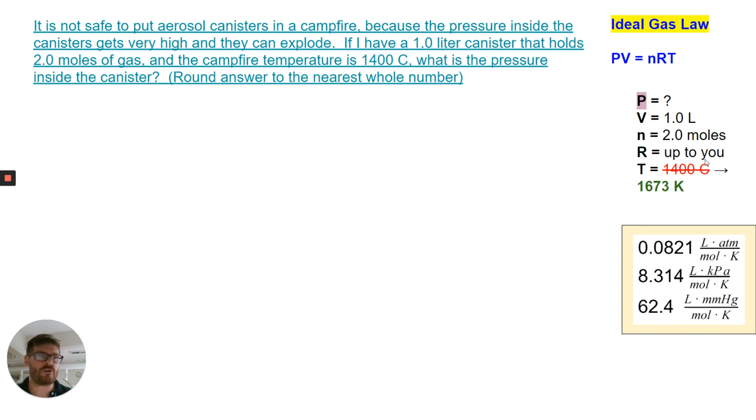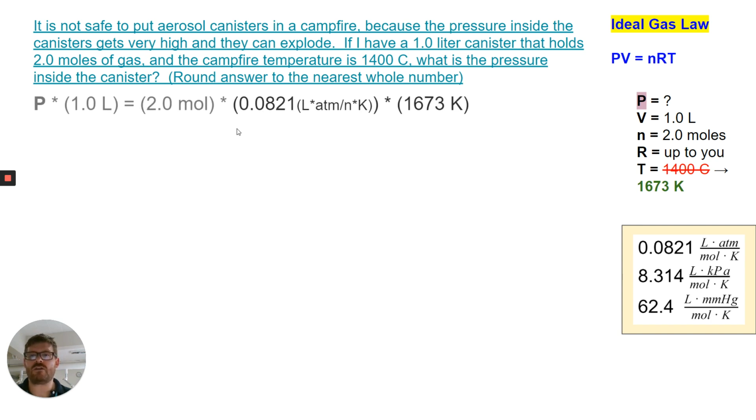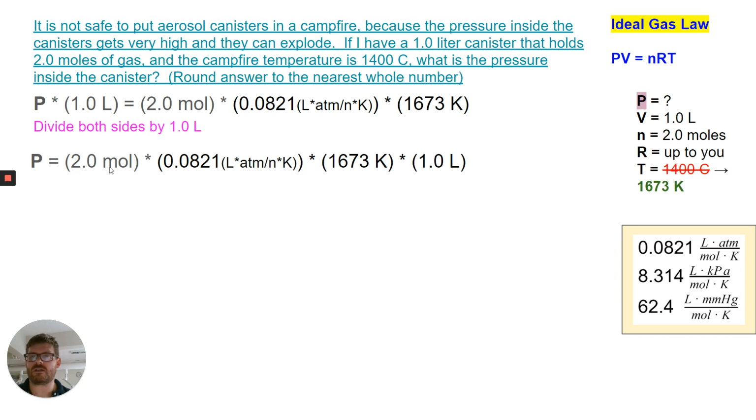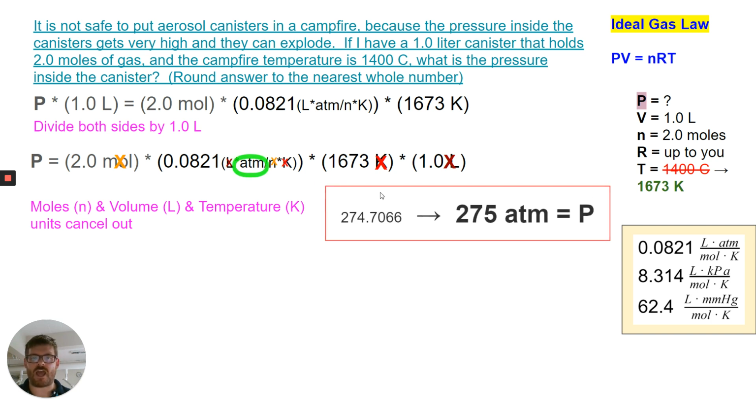So I said it's kind of up to you which R value you're going to use. In this case, I used the value for atmospheres. And so I just put all this into my equation, and now I just want to isolate for P. So divide both sides by the volume, and that's going to pretty simply get my P all by itself. Run it through my calculator after I cancel out all my units, and I'll be left with just atmospheres, which is what I want, and there's my answer, 275 atmospheres.